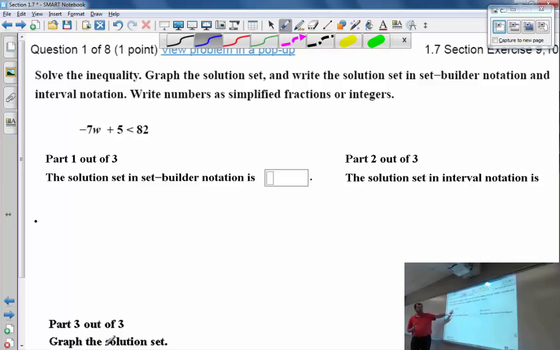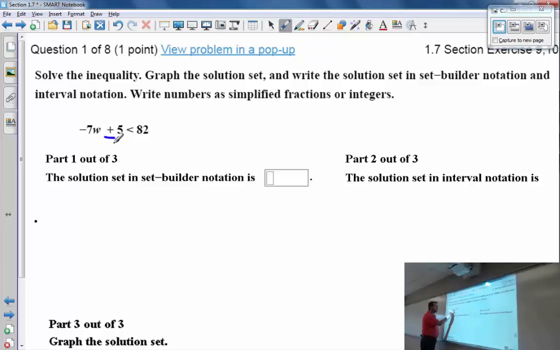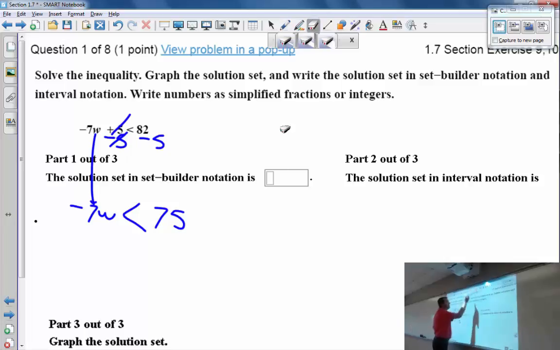We need to isolate the W. It has -7 in front and 5. I need to get rid of both numbers. Which one is first? 5. So I will take 5 off from both sides. This way I can cancel this and get -7W less than 75. Right? Isn't 82 minus 5 75? No, I don't think so. 77, right?